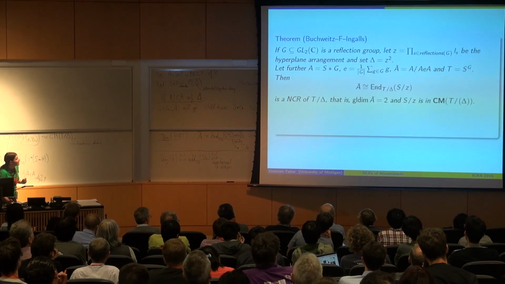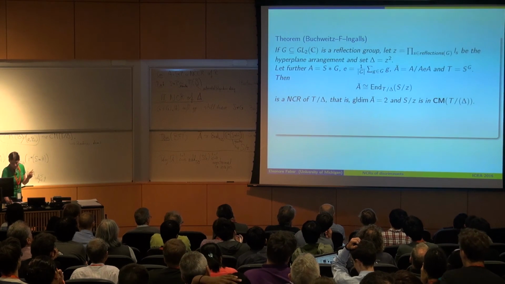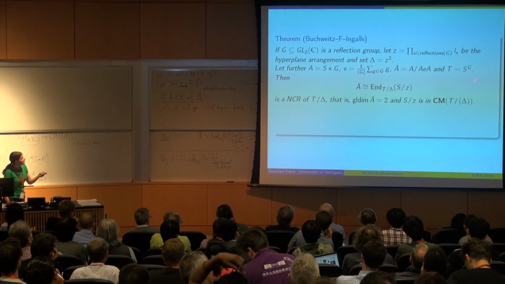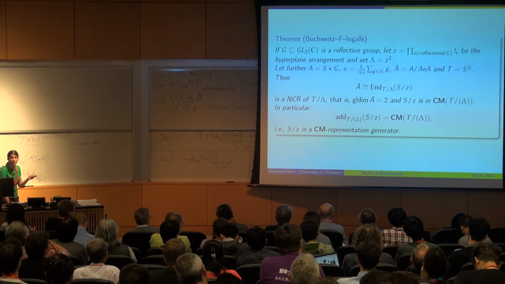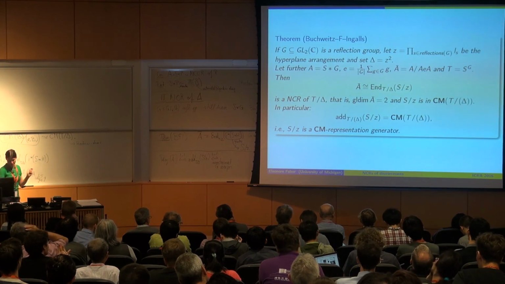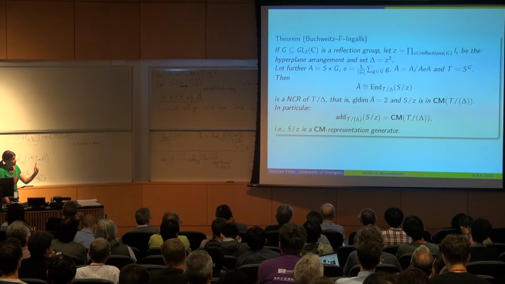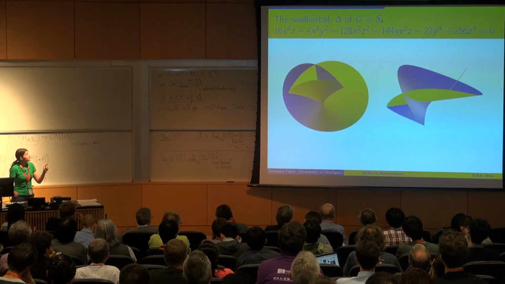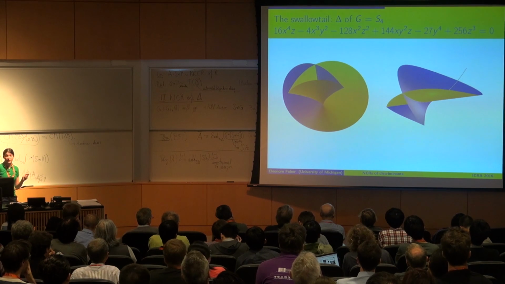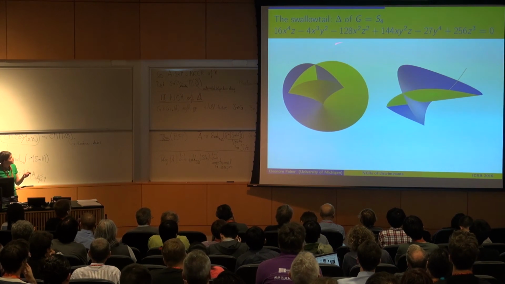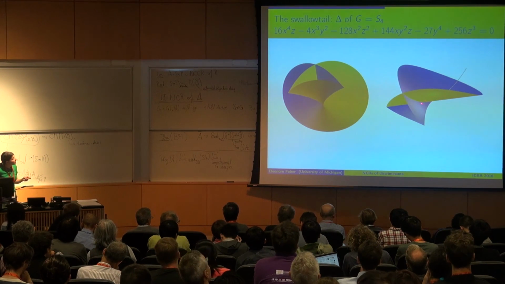So this is the result in dimension 2. In dimension 2, I didn't say much about the representation generator, but we actually get that S mod Z is a maximal Cohen-Macaulay representation generator, because we get all maximal Cohen-Macaulay modules. And just one example in higher dimension, which is the discriminant of S4. You see this is already quite complicated, still a hypersurface, and it has two singular curves.